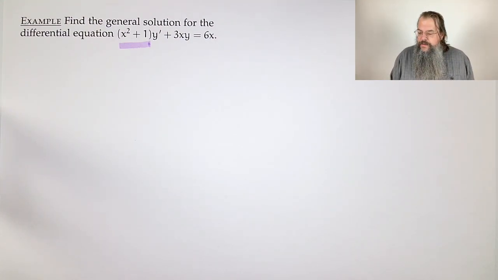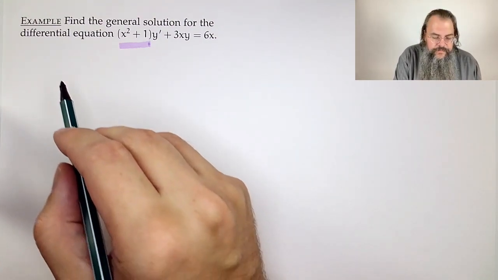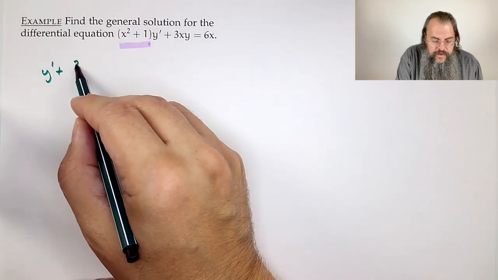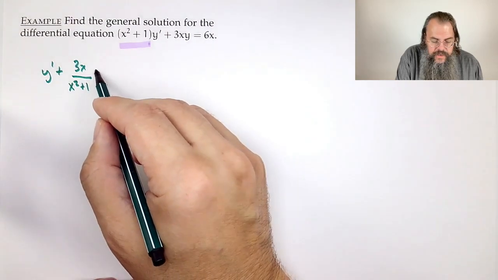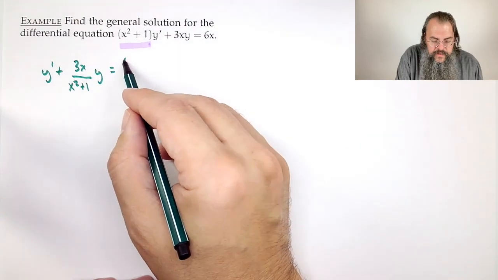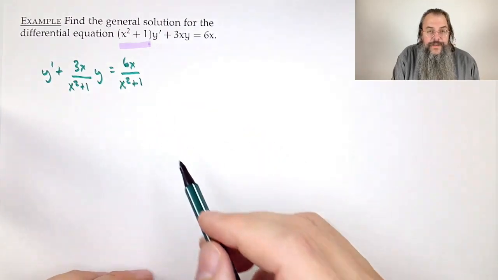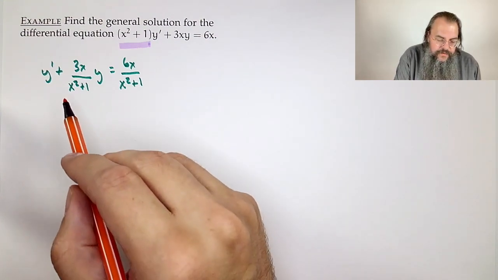And so what we need to do is say, okay, let's change it so that the coefficient in front of our y prime is 1. So we do it by dividing. So we're going to divide everything by x squared plus 1. So we're going to have that y prime plus 3x divided by x squared plus 1 times y is equal to 6x divided by x squared plus 1. Good. And now we're happy. We're making progress because it's in the right form.